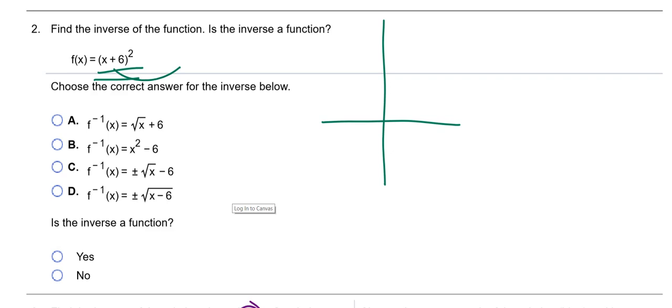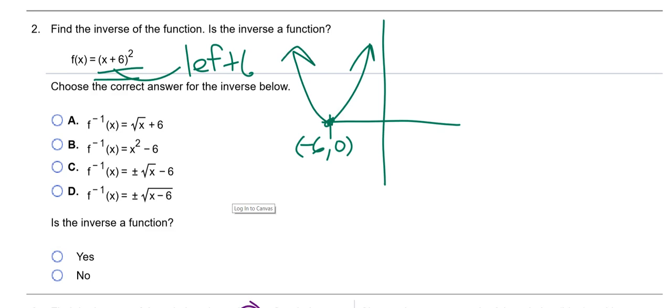It has gone left. Okay, so that is left 6. So we're starting over here at negative 6, 0, right? Which way does it open, up or down? It opens up, right? It's got a positive 1 in front of it, so we know it opens up. That's the basic picture of what we're starting with.